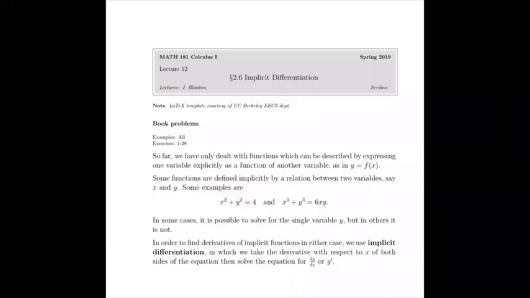So section 2.6 is implicit differentiation. So far everything we've done is explicit differentiation. We never really made that discernment. We'll see what the difference is here in a moment.